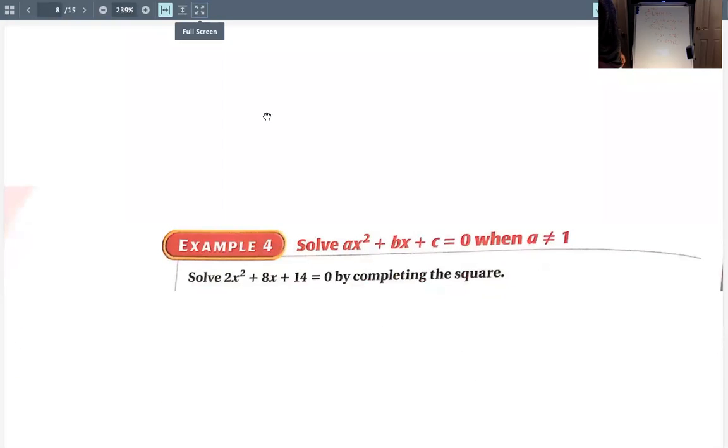Okay, try that one. Now look, a is not 1, a is 2. So see if you can deal with it now. Can you create a perfect square on the left-hand side and get all the rest of the junk that's in your way to the right-hand side?